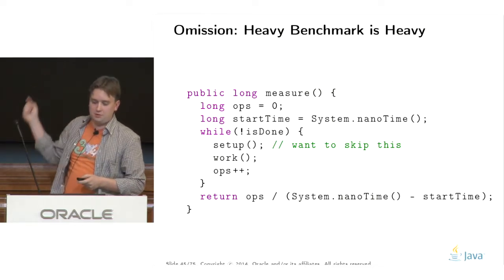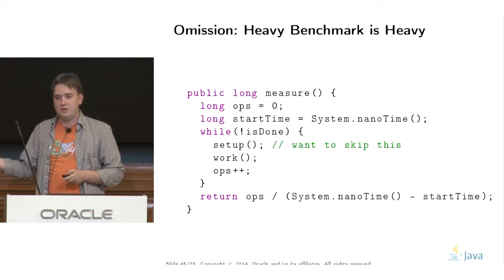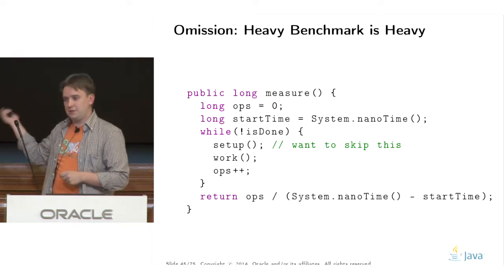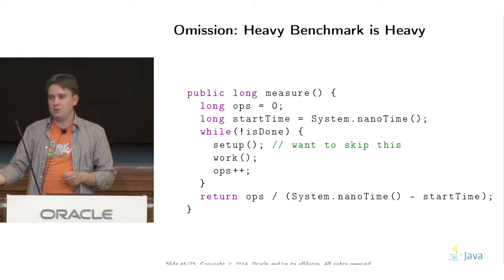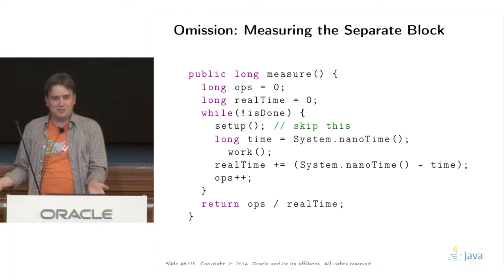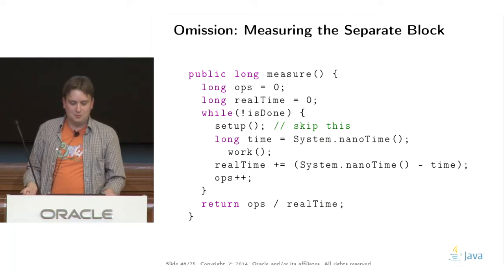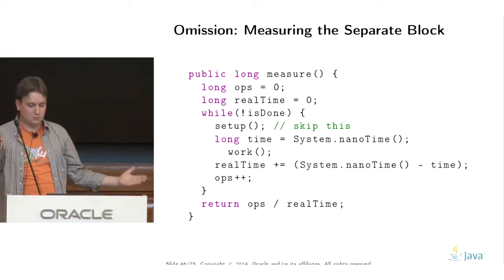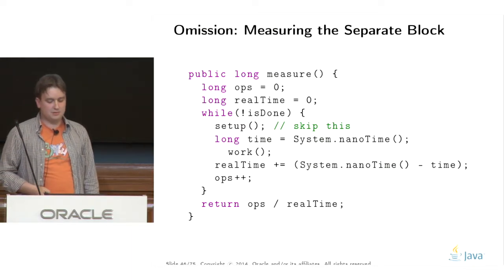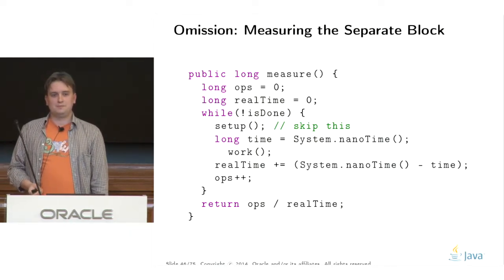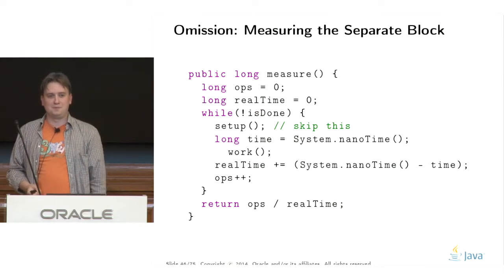You have the loop, and you have the setup method, which does the setup, and work, which we want to measure. So we want to skip setup. How do we do this? Well, obviously something like that. We just measure it with nanoTime, right? Work can be decently heavy, so we wouldn't have the latency problem there. Is there a problem with this approach? You stay silent.